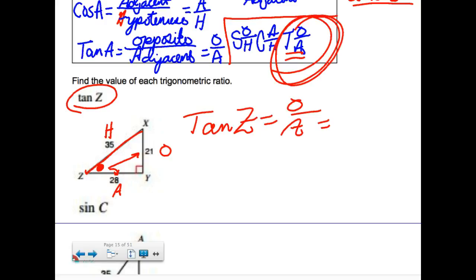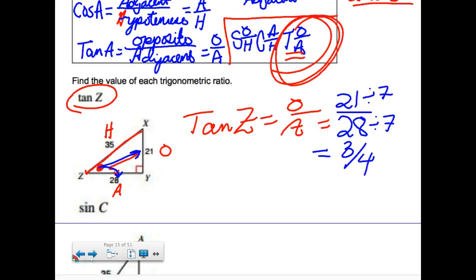What is opposite angle z? 21. And what side is adjacent to angle z? 28. I don't know its measure, so I can't go to the calculator to figure it out, but I do know that tangent of it is, if I divide both of these by 7, just to knock it down a little bit, 3 over 4. So I'd say the tangent of angle z is 3 over 4.